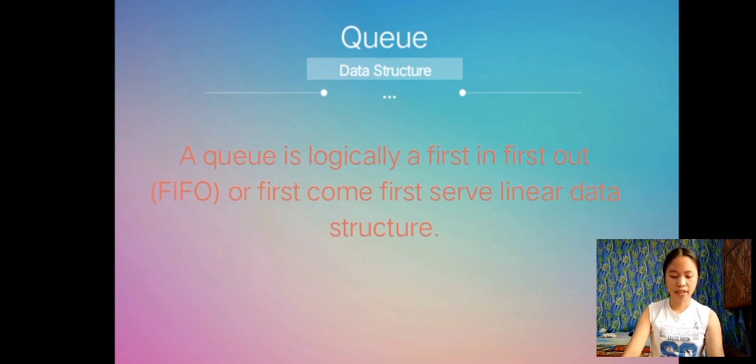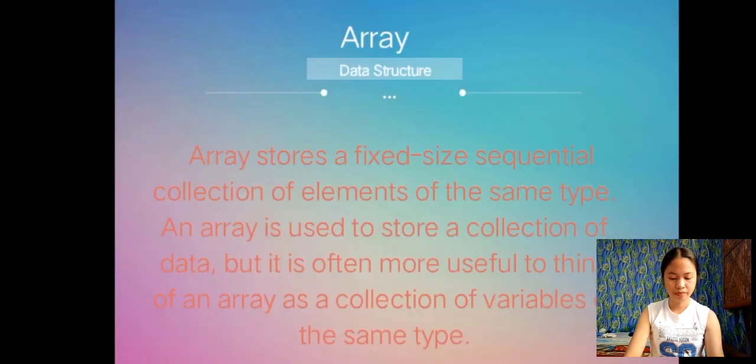So next kay ang array. So array stores a fixed size sequential collection of elements of the same type. An array is used to store a collection of data, but it is often more useful to think of an array as a collection of variables of the same type. So since homogeneous man ang atong queue, applicable siya sa single-dimensional array. Now let's go sa ato ang IDE.